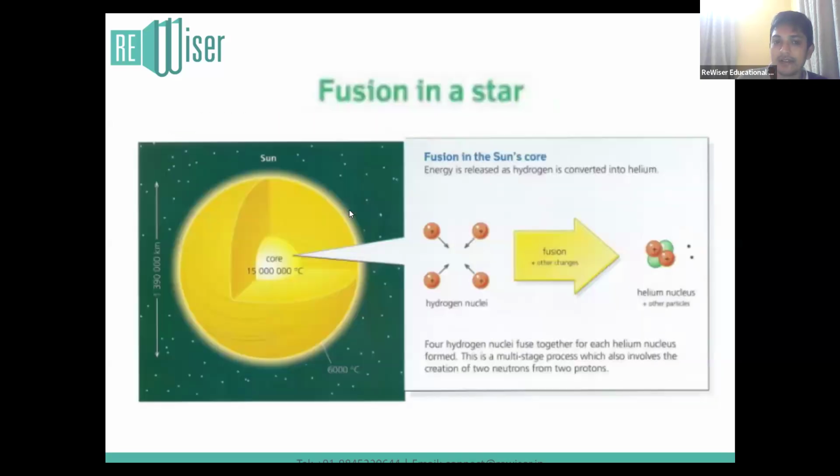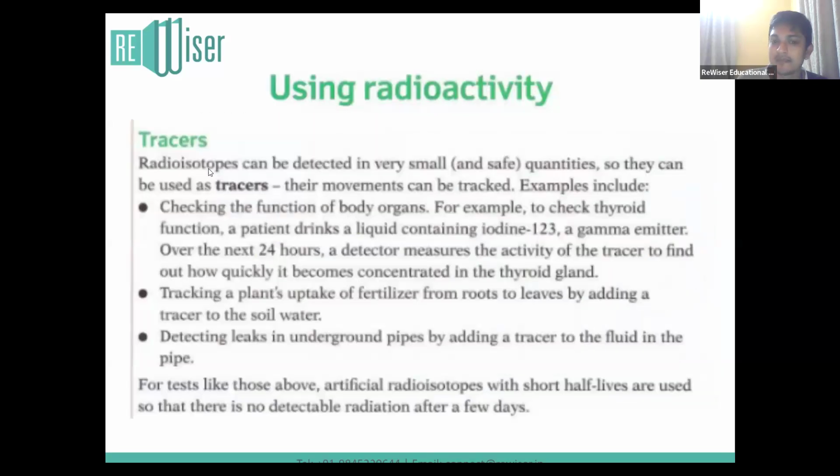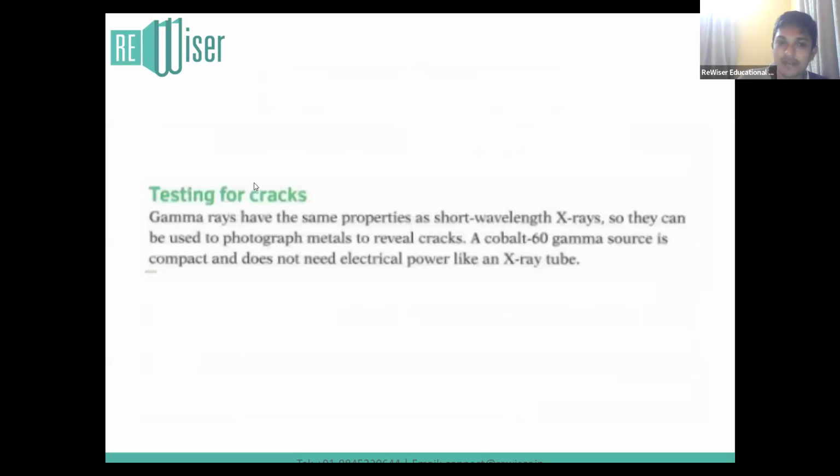Now let's talk about the uses of radioactivity. In the medical field, we use tracers. Tracers are radioactive elements, again, safe radioactive elements, which produce a very, very small amount of radiation. They're basically injected into a body to help understand the functioning of body organs. They can be used in a plant, in fact, to understand the intake of the fertilizer through the roots, by adding a tracer to the soil water. They can detect leaks in underground pipes when they're passed through the pipes. So these are the applications of radioactive tracers.